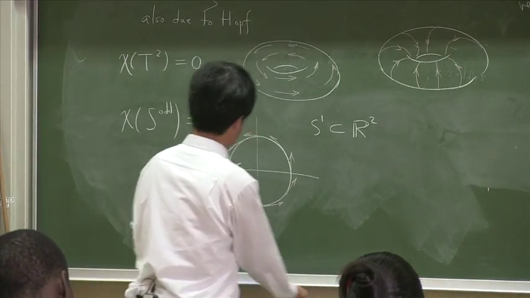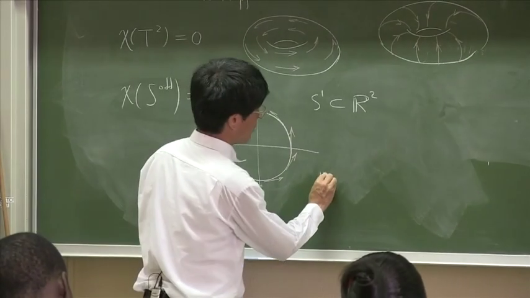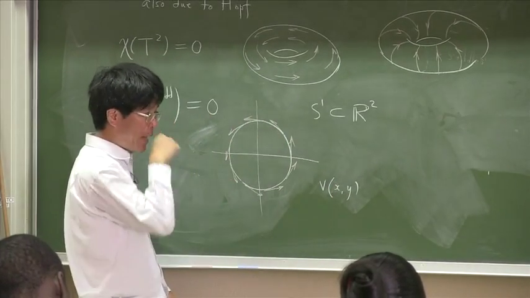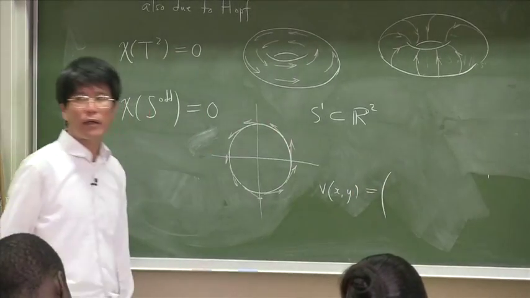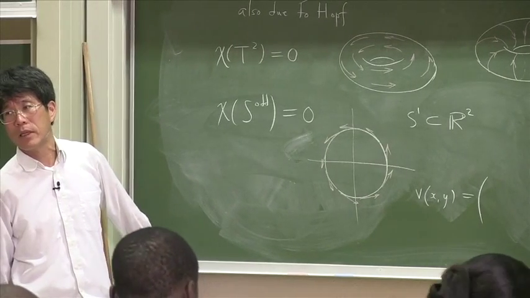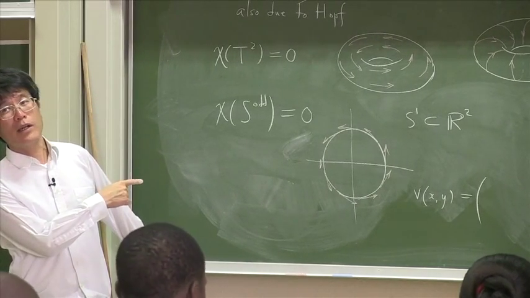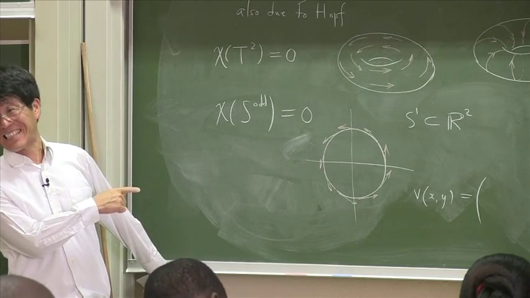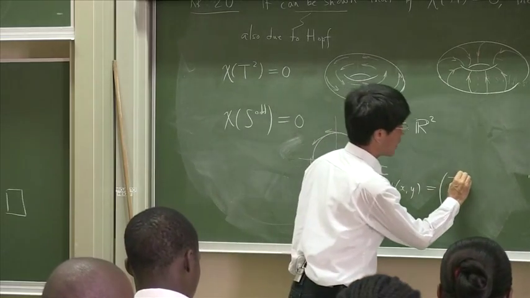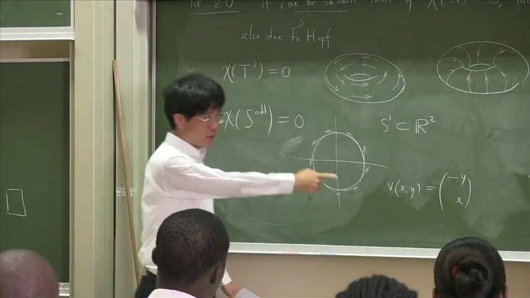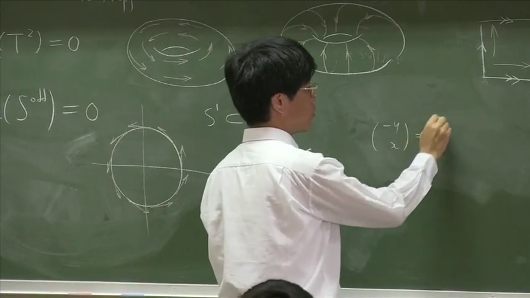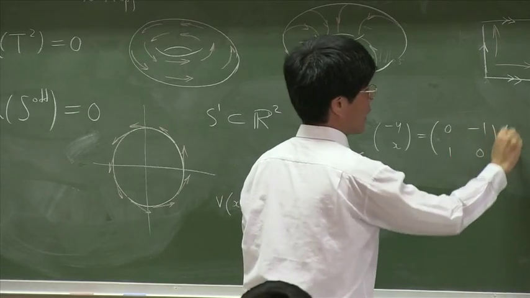Now, let's write this as a formula. So what is V? V of xy at the point xy, what is this? How can I write this as a formula? We worked on this example in the exercise session yesterday. Do you remember what the formula is? Minus yx, exactly. And it's obvious because (minus y, x) is equal to the matrix (0, minus 1; 1, 0) times (x, y).